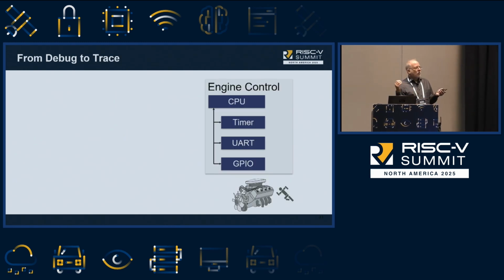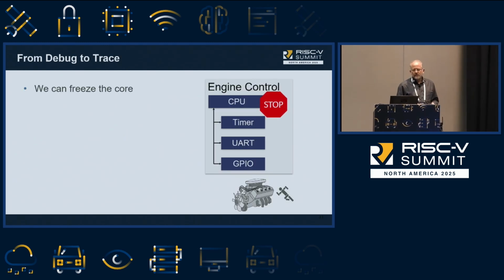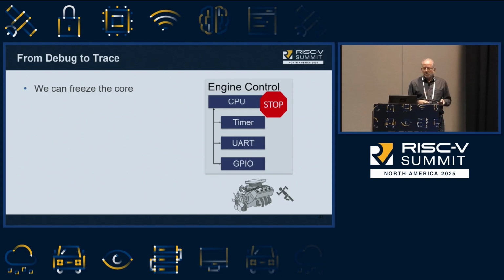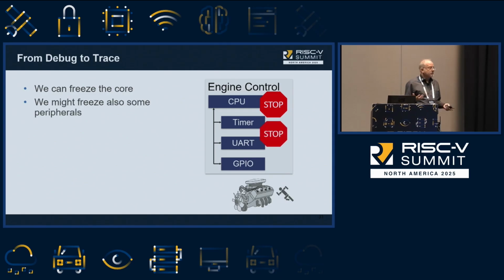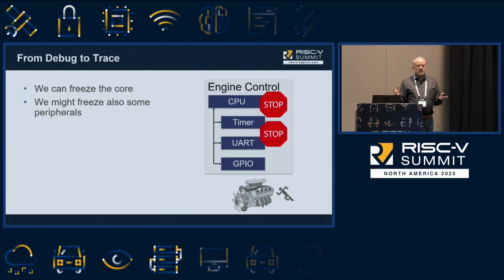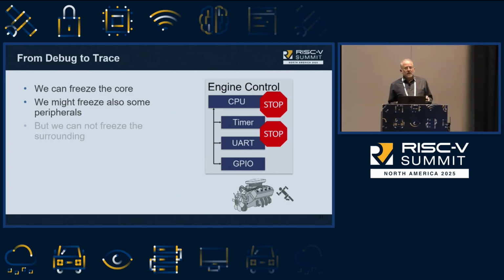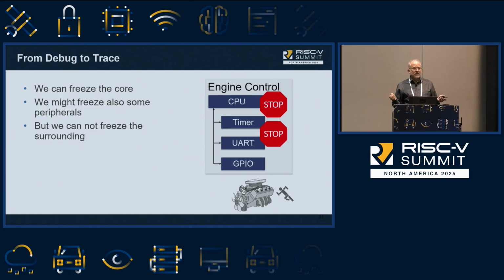So, why am I going to be talking about trace? The issue is that when you're in a debug environment, you can stop the core. That's very easy. And depending on the peripherals that you have, you can stop those as well. The problem that you're going to have, you can see in the picture: you've got the engine, and you can't freeze the real world in some cases.